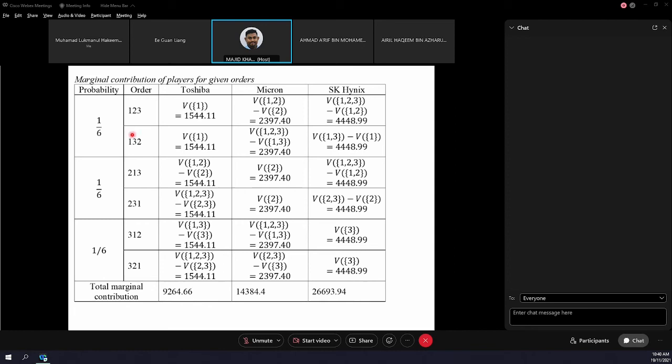For this question, we are using the same player 1 for the first order. It means for the first player, we still use the same order, which is 1. But for the second correlation, we already changed it into 3, then 2. Since the first player does not change, we still have V1.